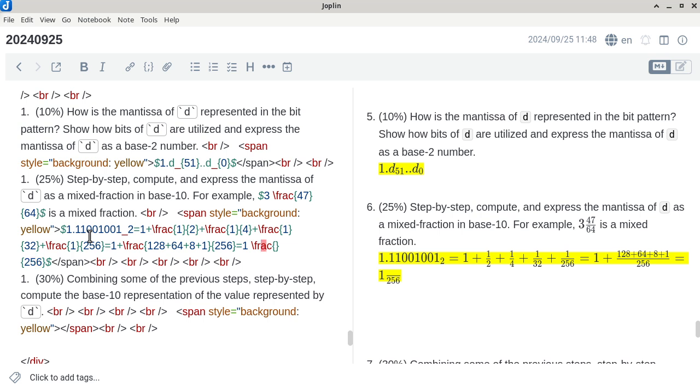So for this part, you can use a calculator for sure. Okay, so let me just double check my math is right. So 128 plus 64 is 192. 192 plus 8 is 200. 200 plus 1 is 201. So that seems right to me. So that answers this portion. Okay, this is what the mantissa is representing as a mixed fraction in base 10. And then the last part over here.